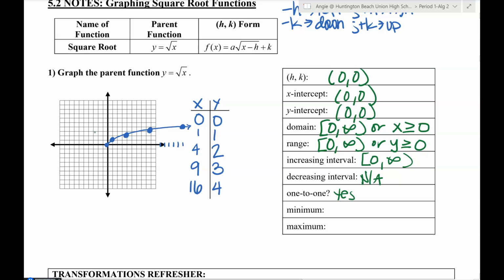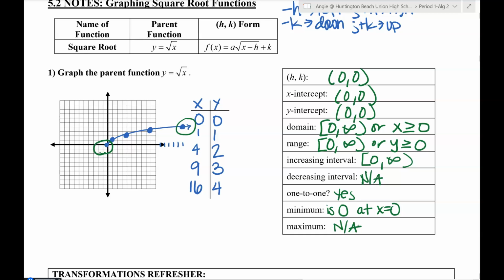We have a minimum value. Minimum means lowest. So the minimum value is right here at the origin. So the minimum value is 0 at x equals 0. Now, anytime we're asking for the minimum value, it's normally the y value. Now, if we say where is the minimum at, then that's the x location. Since we do have an arrow, it means it goes up forever. That means there's no maximum value.